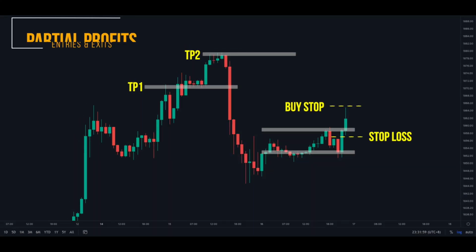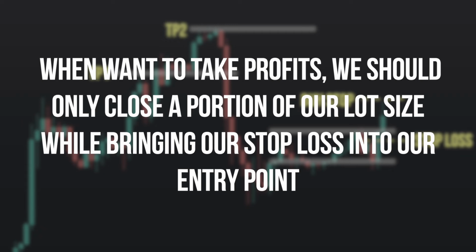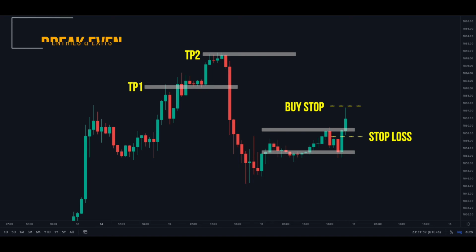Now, for partial profits, remember we had two possible ideal take profits set? That's because when we want to take profits, we should only close a portion of our position while bringing our stop loss into our entry point. This allows us to now have a risk-free trade, because if price decides to reverse and come back to our stop loss, it's now at our entry, allowing us a break-even trade. Consider it giving yourself the ability to win and risk nothing.